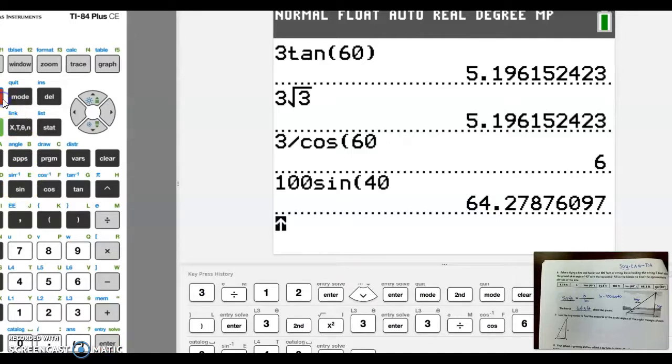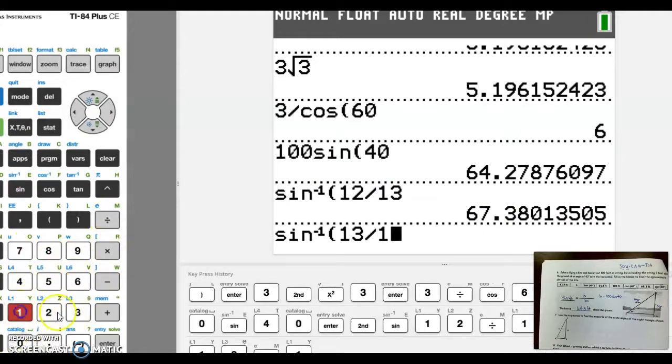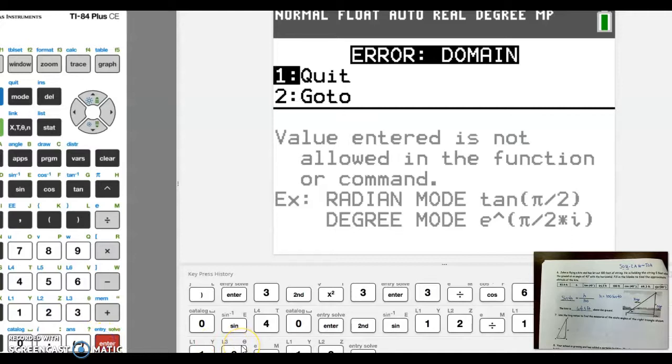The way that is entered in the calculator, inverse sine is in blue above sine, so you would need to hit the second key first and then sine, and it'll bring it up there for you. And then you can type in your 12/13 ratio. Again, you can close it or not close it. It does not matter. But there's the same answer they were able to get. Remember, your calculator will give you an error if you try to ask for the inverse sine of 13/12. That doesn't make sense for an opposite over hypotenuse ratio because the hypotenuse has to be the longest side.